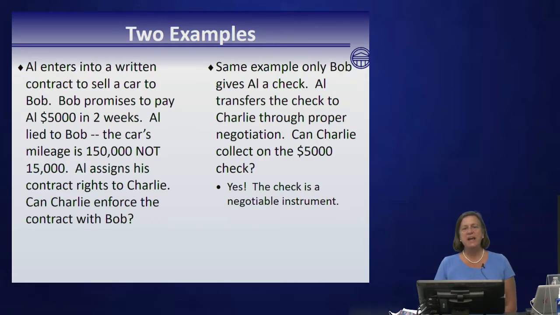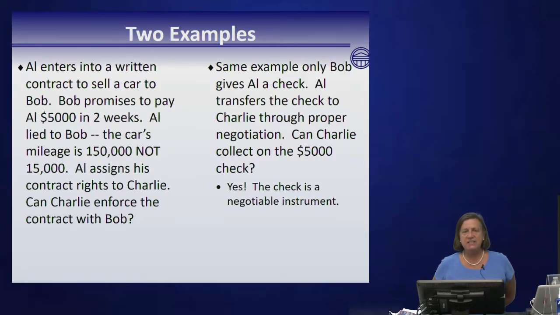Okay, so Al assigns his rights in this contract to Charlie. Now, Bob finds out that Al has lied to him. He's committed fraud. Can Charlie enforce the contract with Bob? Well, Charlie is an assignee of the contract right. And so as an assignee, Charlie stands in the shoes of his transferor, that is Al, the assignor. So can Charlie enforce the contract with Bob? And the answer is no. He's not going to be able to recover from Bob.